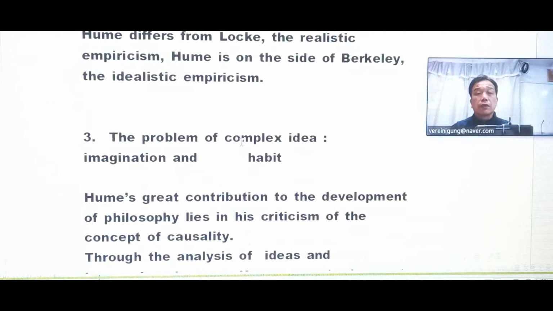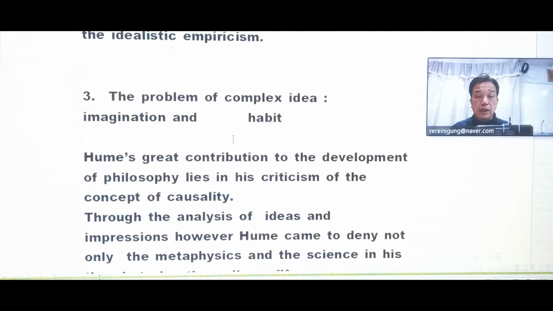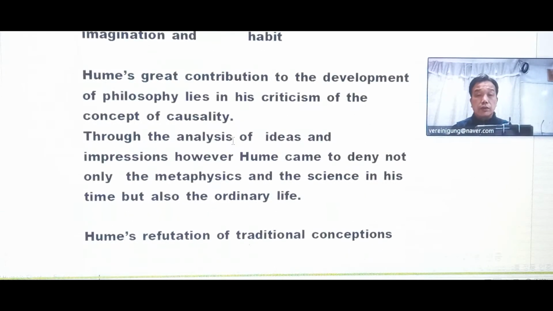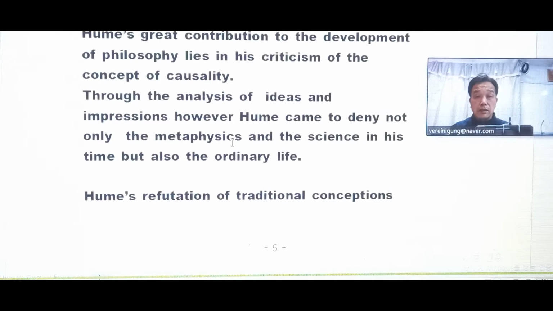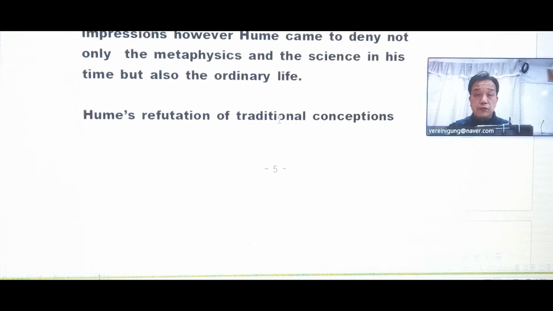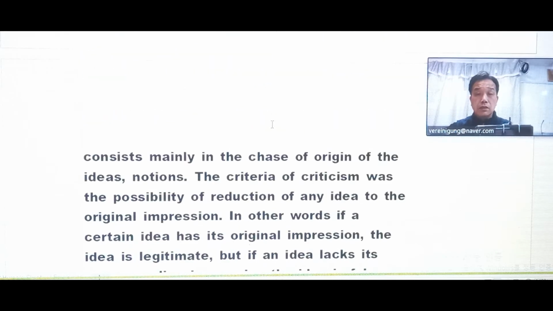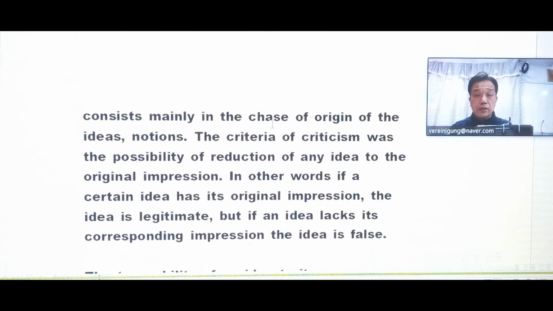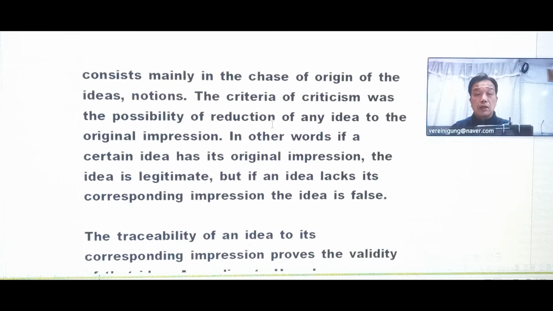Chapter 3. The problem of a complex idea, imagination, and habit. Hume's great contribution to the development of history lies in his criticism of the concept of causality. Through the analysis of ideas and impressions, Hume came to deny not only the metaphysics and the science in his time, but also ordinary life. Hume's refutation of traditional conceptions consists mainly in tracing the origin of the idea notions. The criterion of the criticism was the possibility of a reduction of any idea to the original impression.